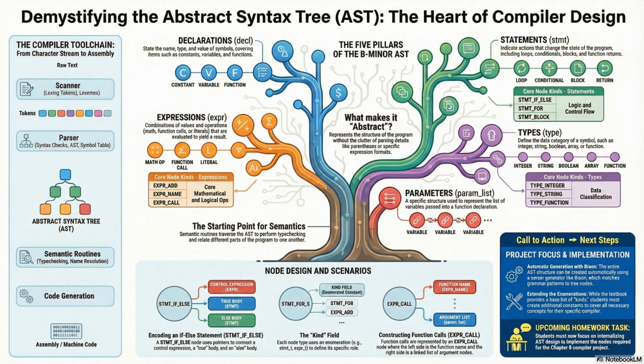They indicate actions to be carried out that mutate the state of the machine. Yes. These are your loops, your conditionals, your function returns. They dictate the flow of execution. A statement node doesn't usually resolve to a value itself. Its entire purpose is to manipulate the environment or decide which branch of the tree to traverse next.